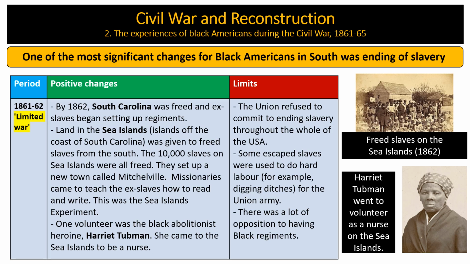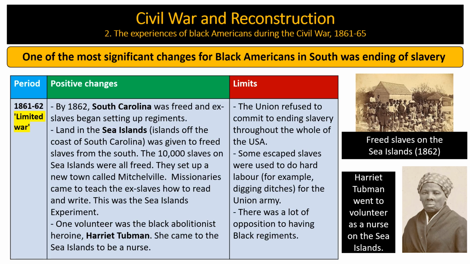One of the big case studies to talk about positive change in the limited war phase is the Sea Islands. So land in the Sea Islands, which are islands off the coast of South Carolina, was given to freed slaves from the South, and the 10,000 slaves on the Sea Islands were all freed. They set up a new town called Mitchellville. Missionaries came to teach the ex-slaves how to read and write, and this was known as the Sea Islands Experiment. Now, one volunteer was the black abolitionist heroine Harriet Tubman. She came to the Sea Islands to work as a nurse.